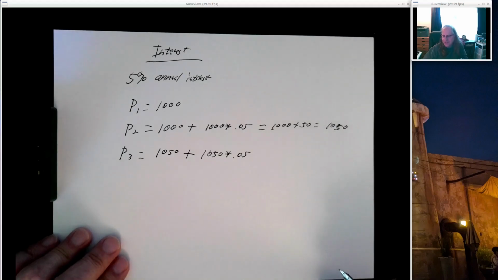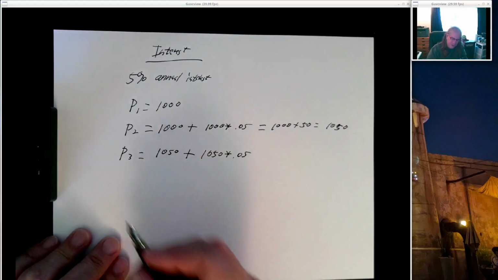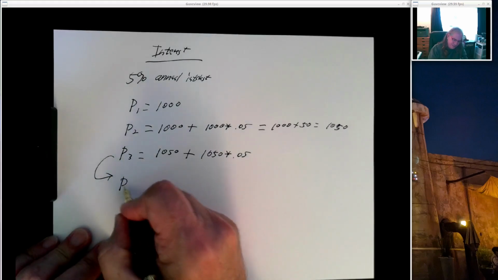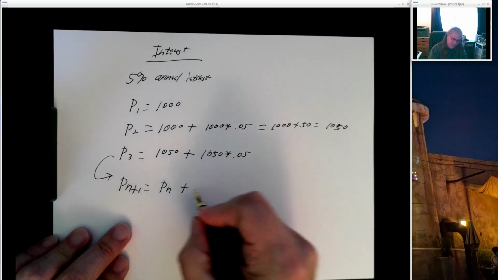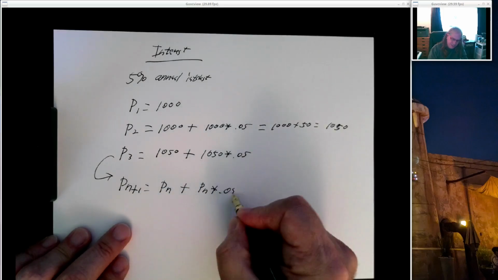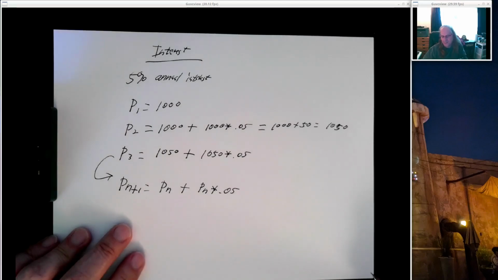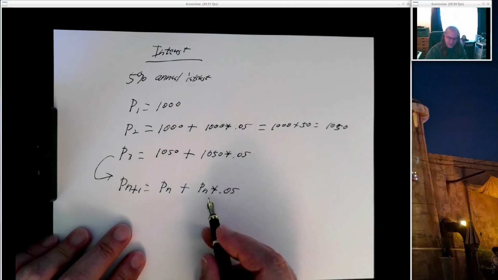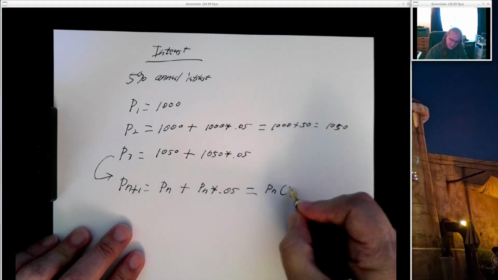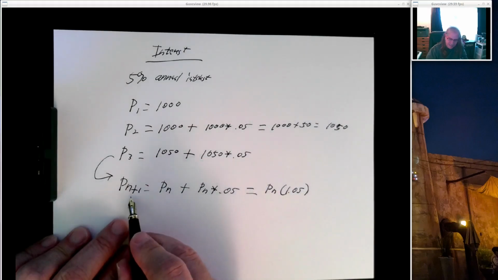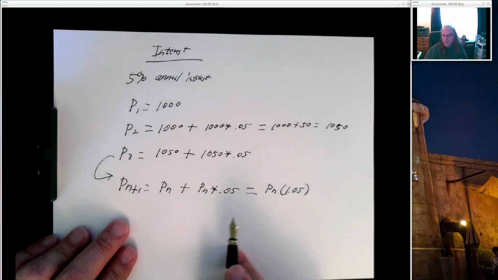So how do you figure out how much money you have after 40 years, other than doing this 40 times? Well, if we think about this, your principal at year n plus 1 will be your principal at year n plus your principal at year n times 0.05. That's what you started with in the beginning of the year. That's what the bank gave you at the end of the year as interest, 5%. We can factor out the Pn, and we find that each year your new principal is just your old principal times 1.05.